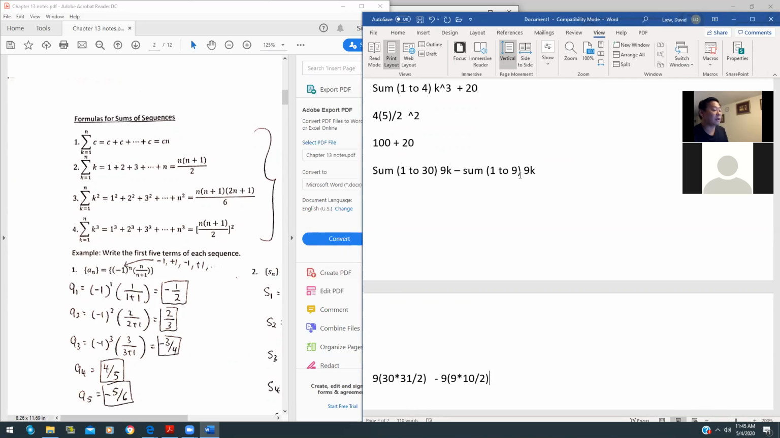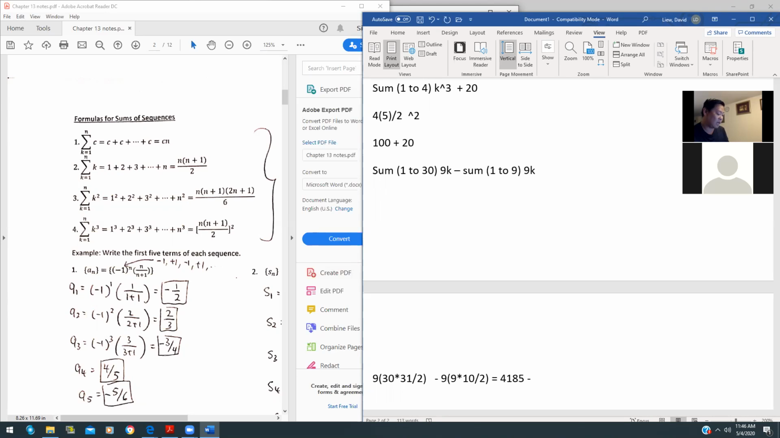So then you use your calculator to figure this one out, and then that will be your answer in this case. So 9 times 30 times 31 divided by 2 is 465, and then you multiply by 9. This is 4185.